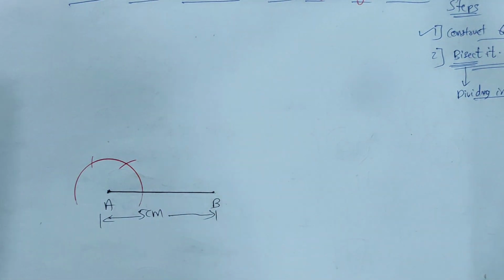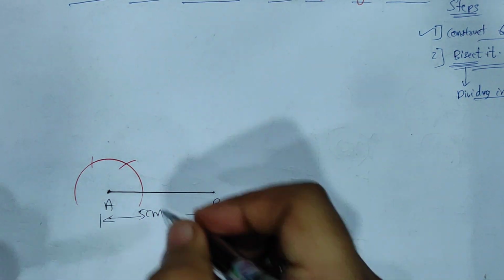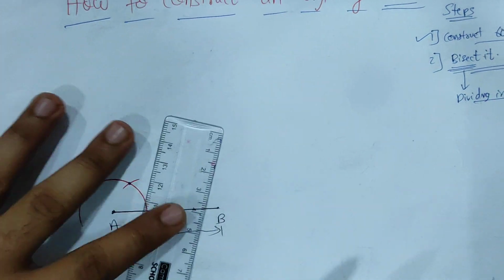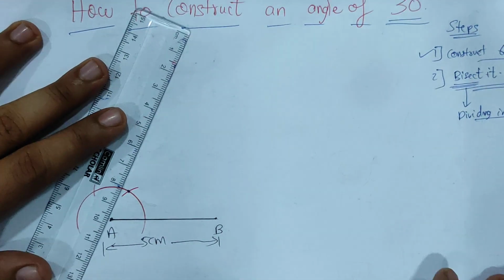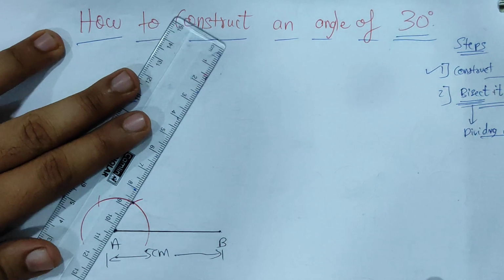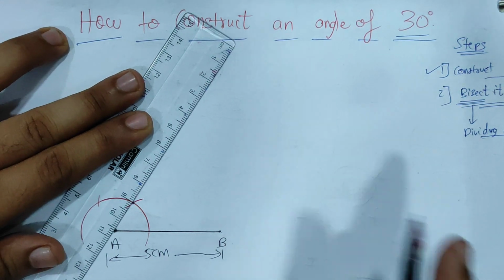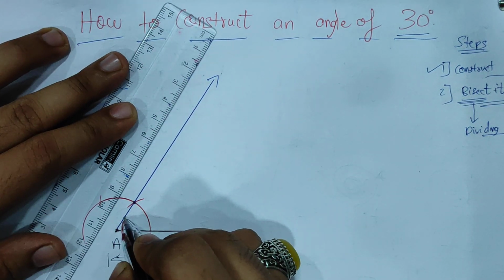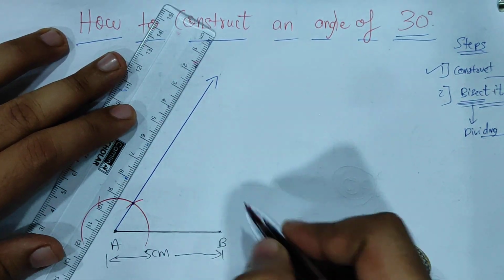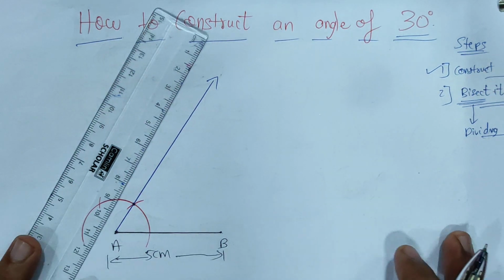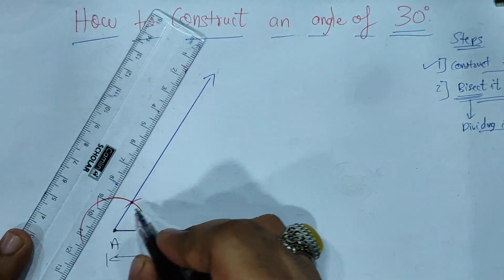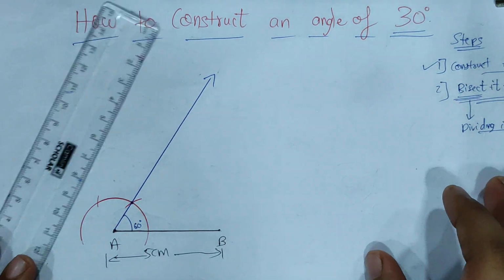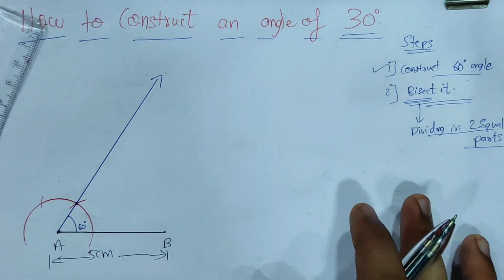So let me highlight this first. Now I'll join these 2 points, this point A and this point. Pay attention please. Great. So this is my 60 degree angle. This complete angle is my 60 degrees. Let me write it now: 60 degree. So this was the thing which we already saw in the previous lecture.